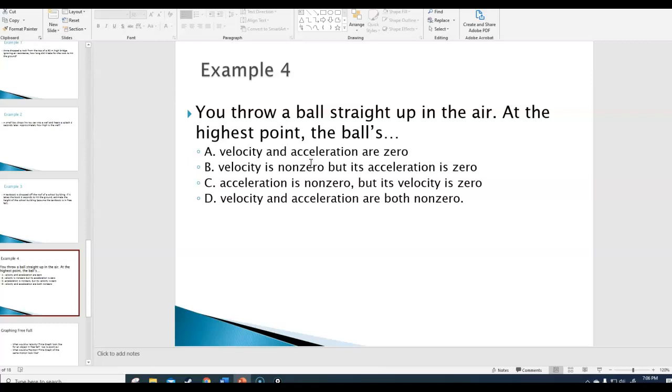Okay, ball goes straight up into the air, and at the maximum height of the ball, at the ball's highest point, right before it starts to fall back down, see if you can answer this question.